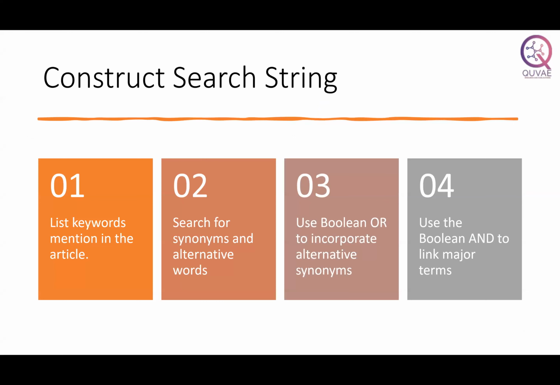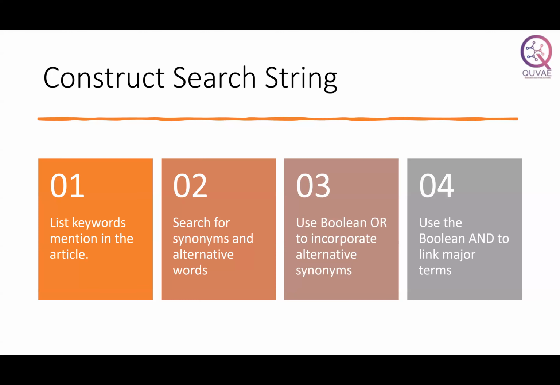Okay, so next, search string. Search string is an important part of searching the database. So how do you do the search to get the articles or the studies? First, you have to list the keywords mentioned in the articles or the keywords listed in your research question. And then you look for a synonym or alternative word from the keywords.